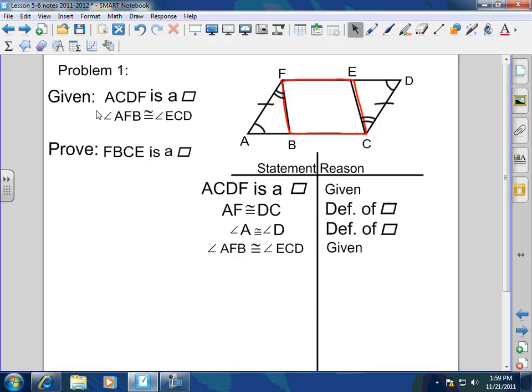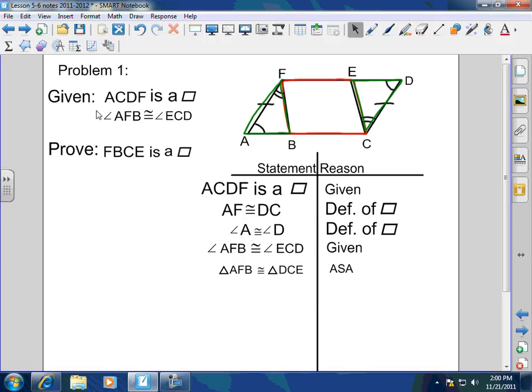What are the triangles? Very good. We have triangle AFB is congruent to triangle DCE. Why? Angle, side, angle. Good job. So now I know that these two triangles are congruent.